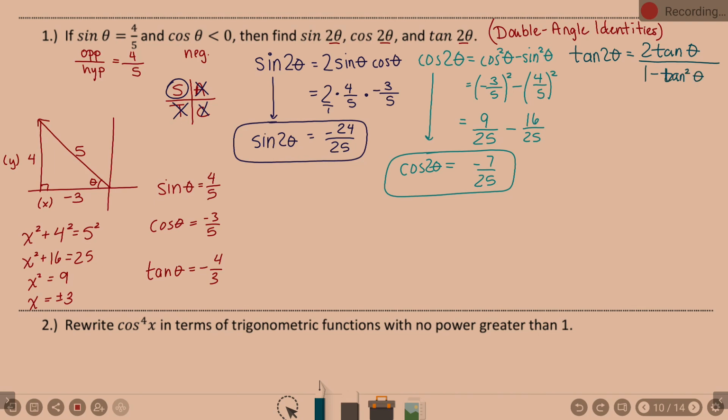If you haven't noticed, I don't throw a big fuss over if you change variables. You need to try to be consistent. That is a skill to work on. We're also learning. Okay, fill in what you know. 2 times, what's tangent theta? Negative 4/3. Over 1 minus negative 4/3 squared.